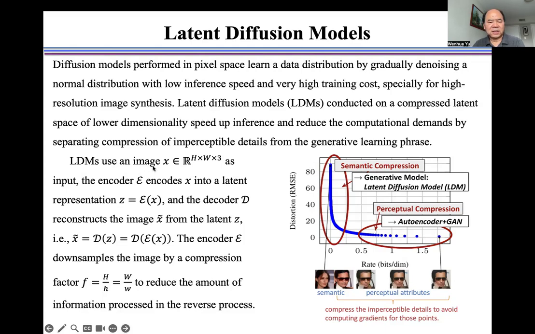LDMs use the image X as input. The encoder E encodes X into a latent representation Z, and the decoder D reconstructs the image X delta from the latent Z, namely X delta is calculated from the decoder D. The encoder E downsamples the image by a compression factor F to reduce the amount of information processed in the reverse process.